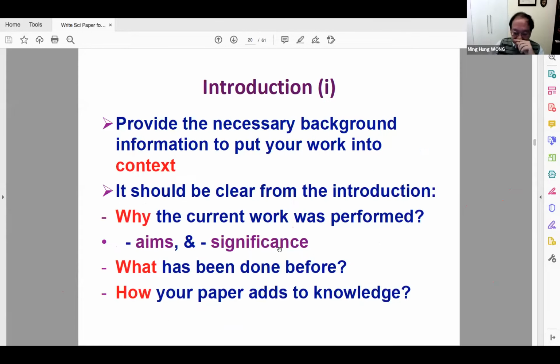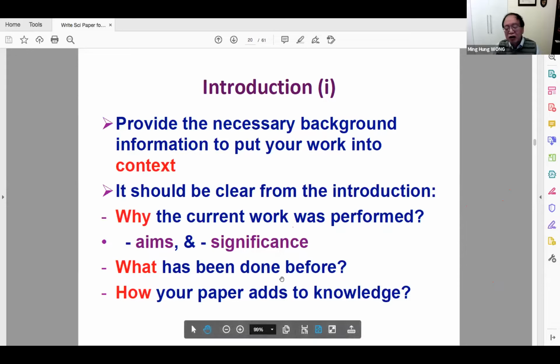Now, introduction. The introduction is important because it provides the necessary background to put your work into context. And it should be clear from the introduction why the current work was performed, your aims and significance, what has been done before. So a bit of literature review you should do, how your paper would add to our knowledge, not just only an exercise of writing a paper. I think that's important.